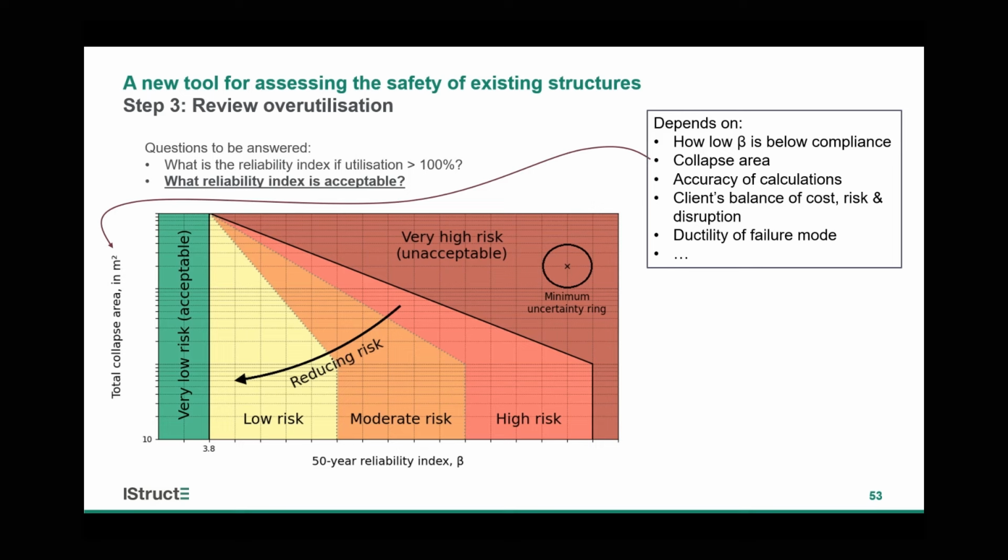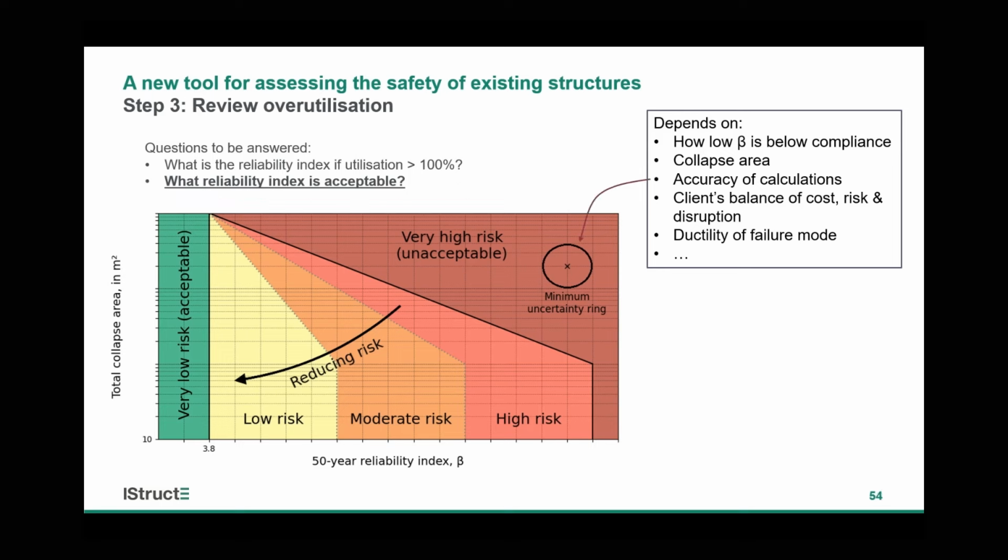Now the collapse area, that's there on the y-axis. And what this is trying to say is that as the collapse area gets larger, as the impact of the failure increases, then we need to be more and more careful about accepting a lower reliability index. And that's why we've got these sloping lines within the chart over here. And effectively, collapse area is really a proxy for the number of people affected. But to try to keep the method simple, we're using collapse area.